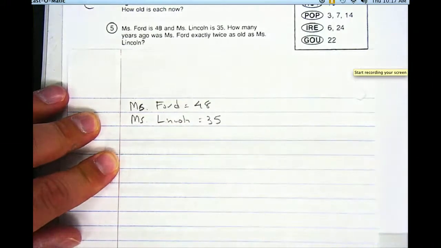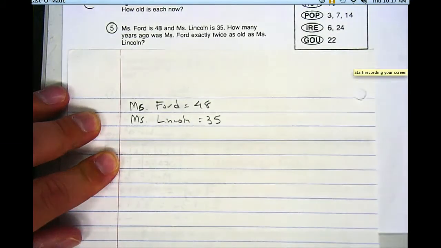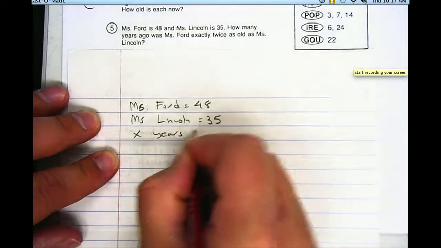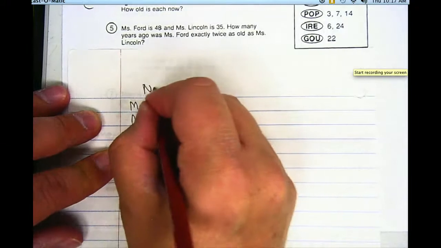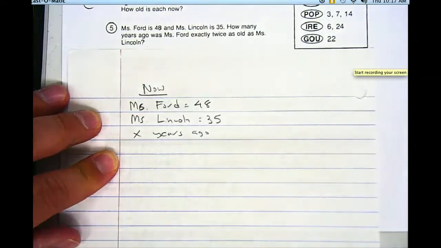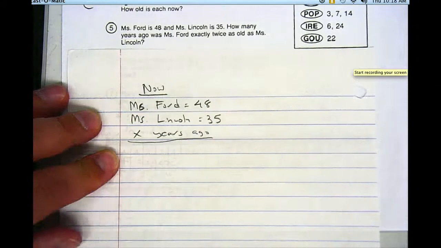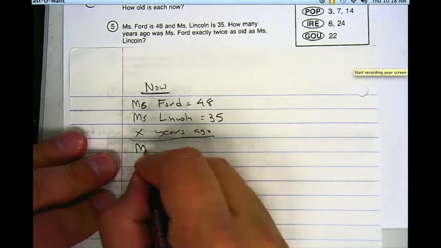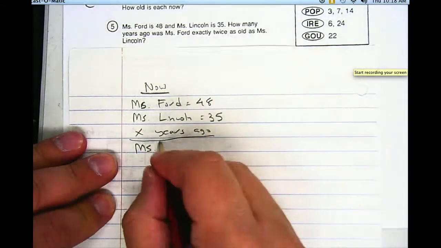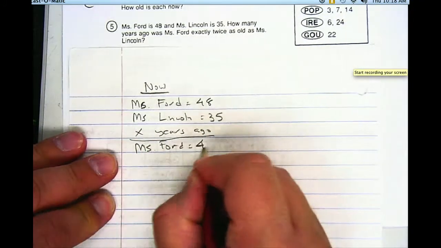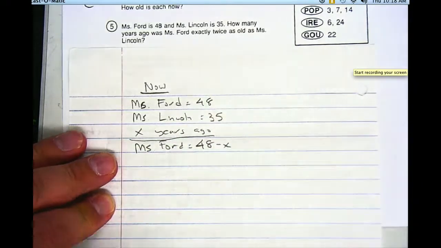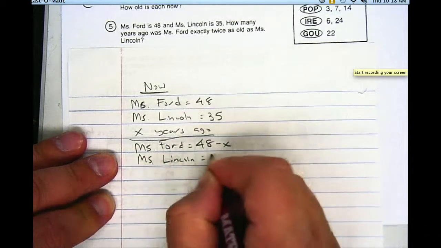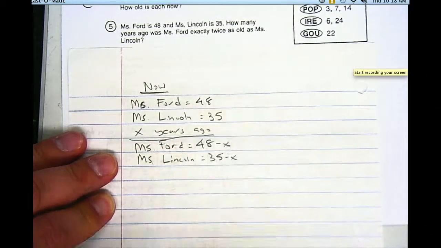And it says, how many years ago? So that means it was in the past. So I have to subtract x from their ages. So x years ago. And this is now up here on the top. Now Miss Ford is 48, Miss Lincoln is 35. X years ago, if Miss Ford is 48 right now, x years ago, she's going to be 48 minus x, and Miss Lincoln is going to be 35 minus x, x years ago.